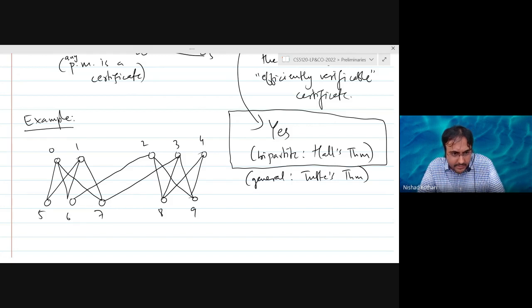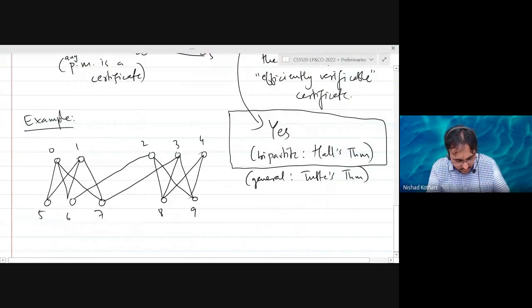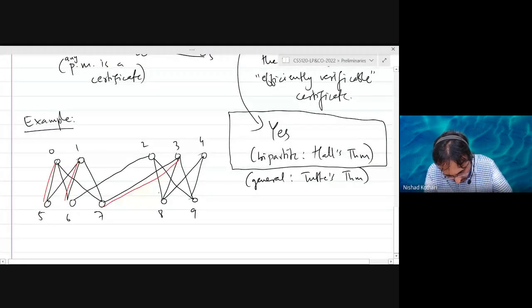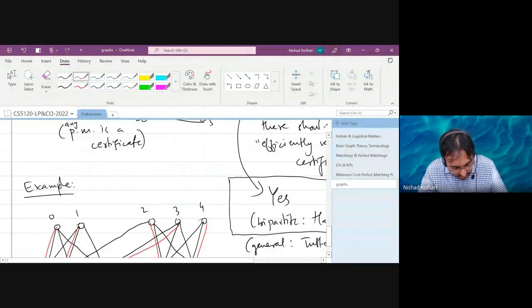0516738294. Yeah, that is correct. This works. Good. So that convinces me that this graph indeed has a perfect matching.